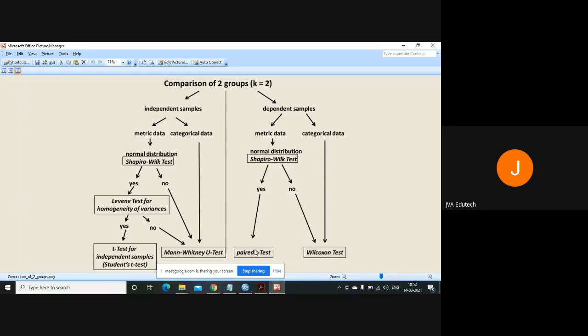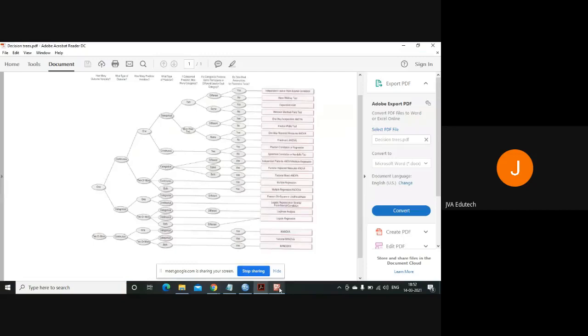Am I clear on this part? Yes, sir. Any confusion? This is how we make a decision tree. And I'll share with you the entire decision tree for all the statistical tests that are applied in SPSS.